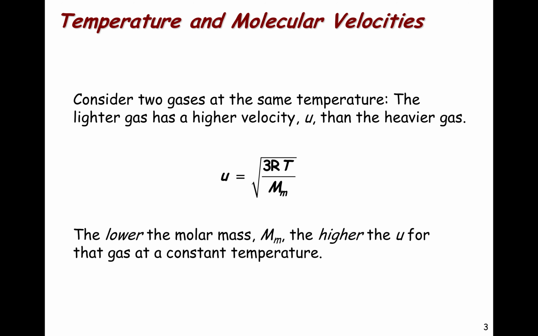So the important point here is that if we consider two different gases, these are real gases, the lighter gas with the smaller molar mass will have a higher overall average velocity than the heavier gas. And so likewise, the lower the molar mass, the higher the root mean square speed.